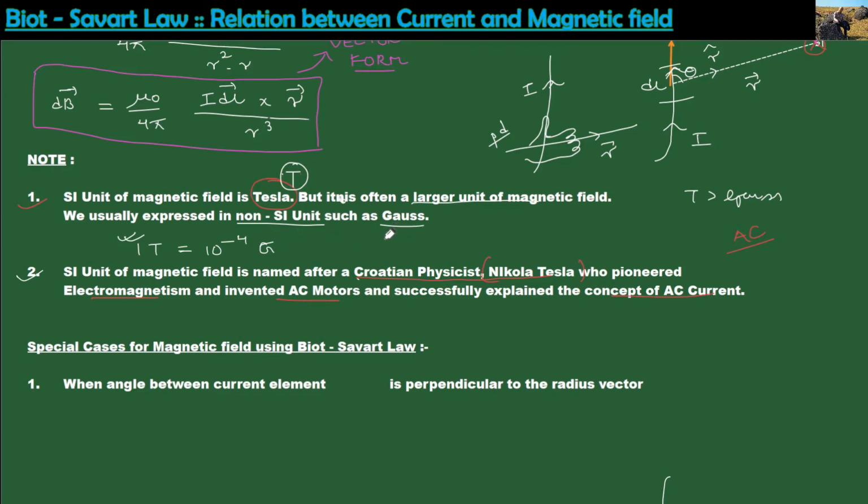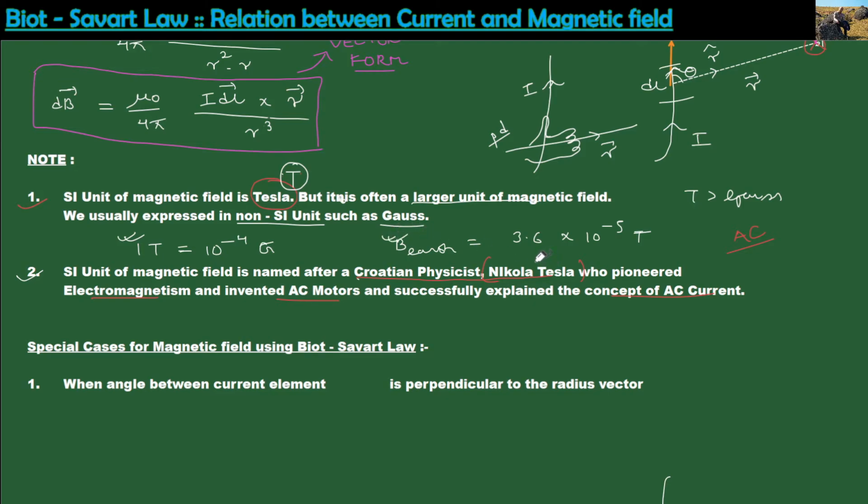And in a real situation, if we want to find the magnetic field of the Earth, it is of the order of 3.6 into 10 to the power minus 5 Tesla. This is the magnetic field of the Earth. We know that the Earth is also rotating about its own axis, and it will generate a magnetic field.